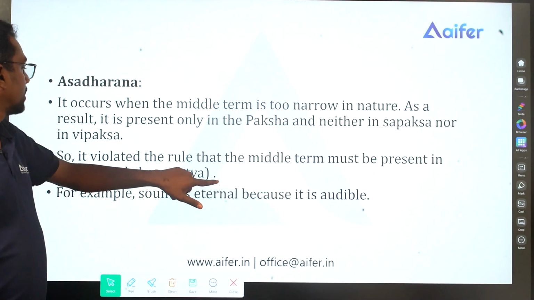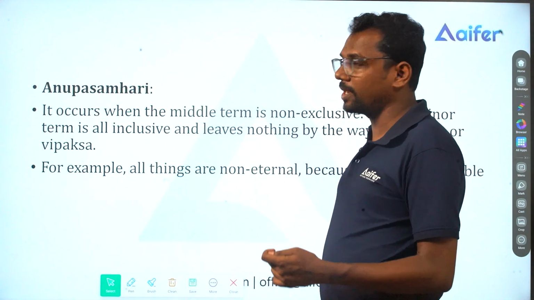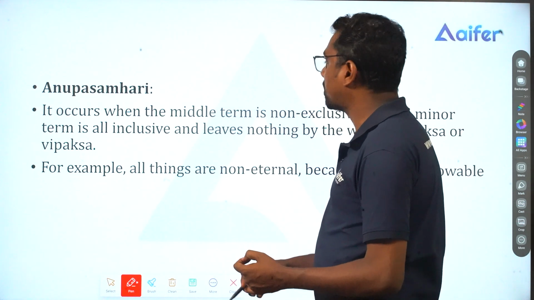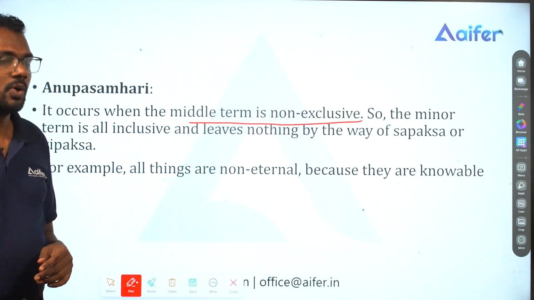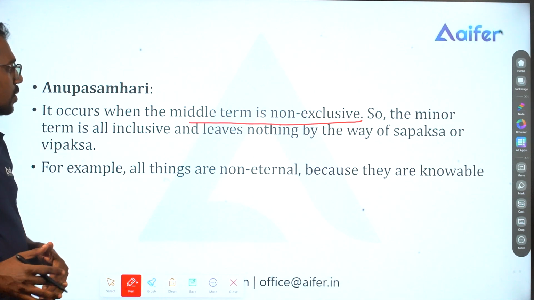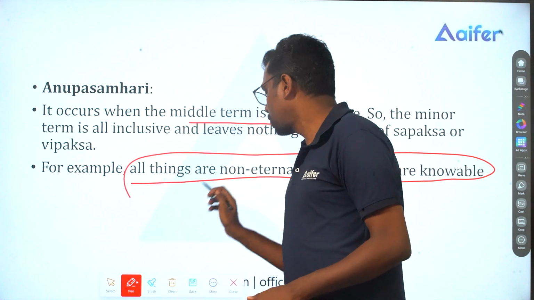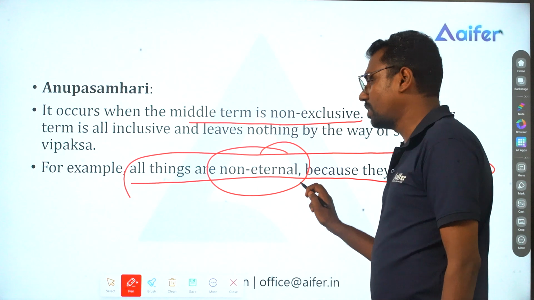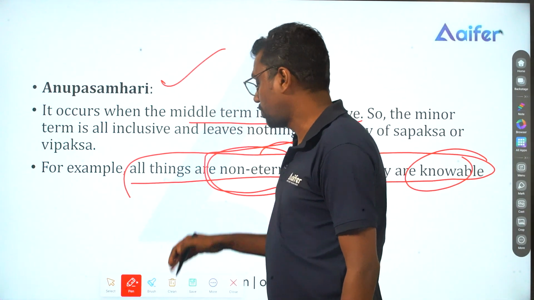Then, moving to the next one. We have Anupasamhari, the third type of Savyabhijara. Anupasamhari occurs when the middle term is non-exclusive, which means it's not exclusive. So here, all things are non-eternal because they are knowable. Here we have the importance of non-eternal, which means it's non-exclusive. That's what Anupasamhari is all about.